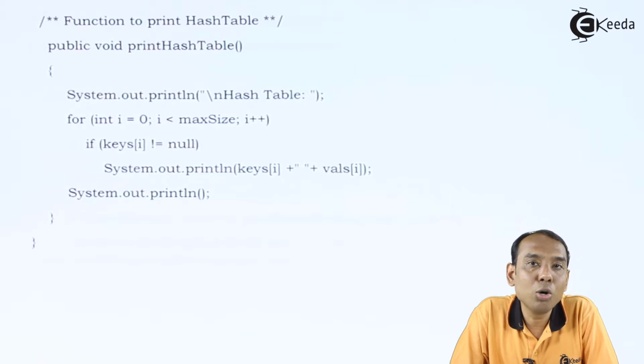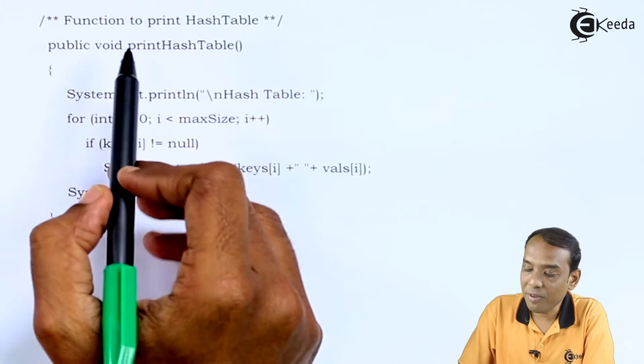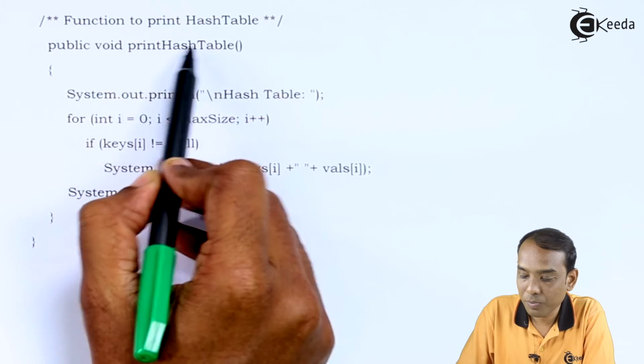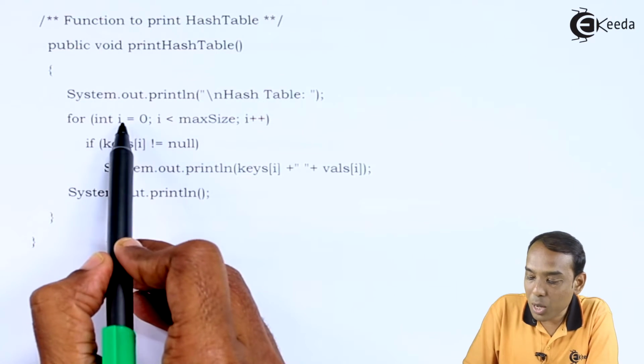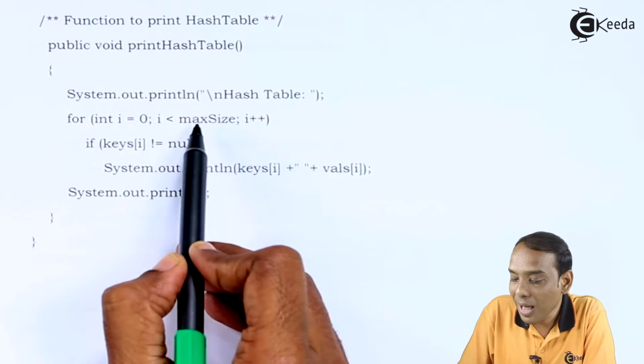Now we will look at how to print the hash table using the quadratic probing technique. The hash table consists of key value pair. Let us look at the function. I have defined a function called as print hash table of the return type void. I will start with I equal to 0 and go up till max size.